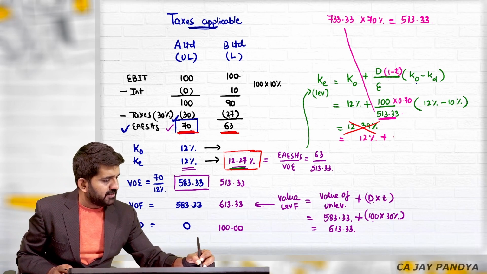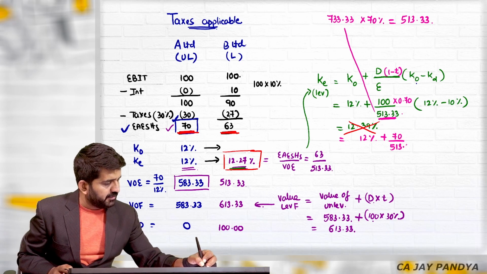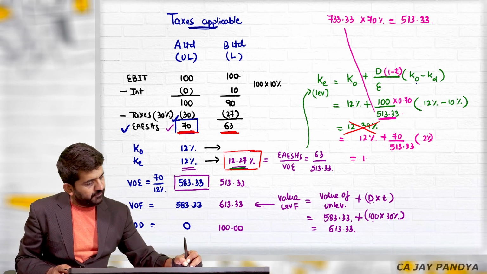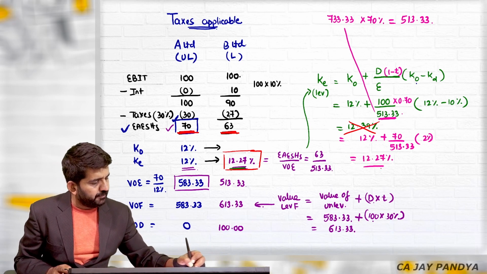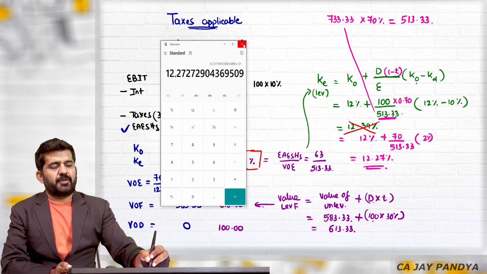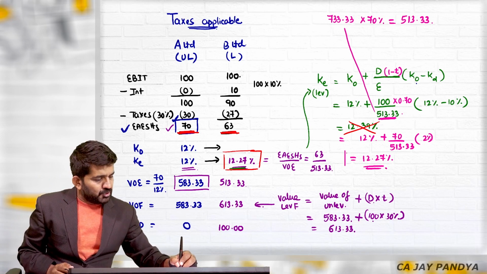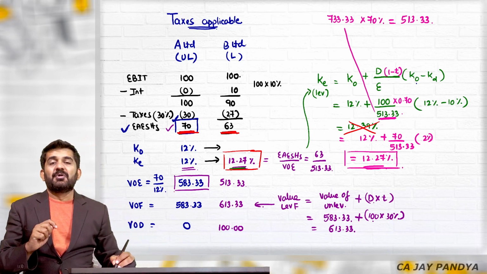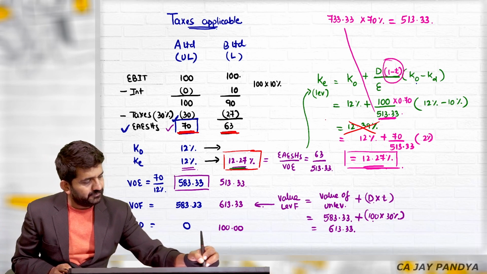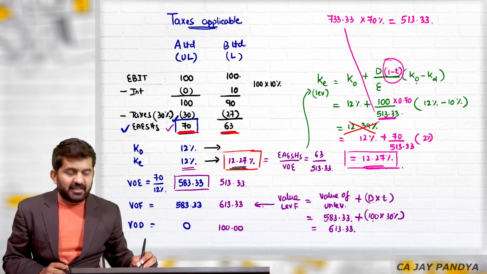12% plus 70 rupees divided by 513.33 into 2%. The answer will be 12.27%. Let me also verify: 70 divided by 513.33 multiplied by 2 plus 12, which is 12.27%. So for KE, you will have to change the formula somewhat to find out the correct answer of KE.